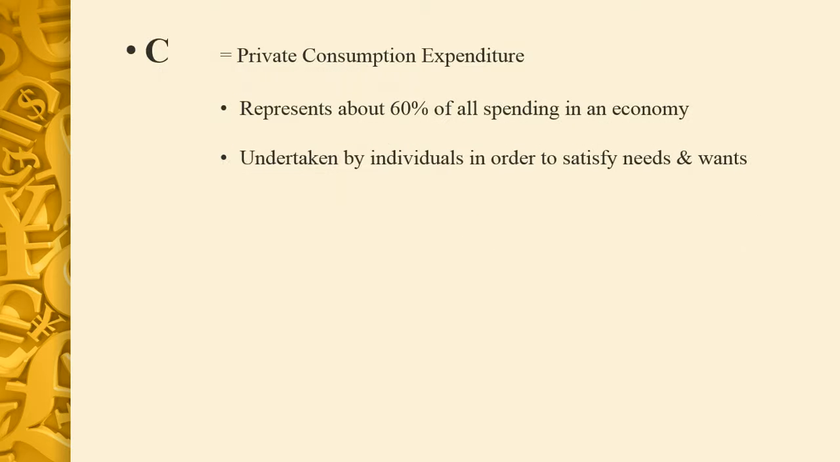Okay, C is private consumption expenditure. It's pretty much undertaken by individuals. It's their normal expenditure. They go out and they buy their groceries, they buy the TVs, they buy whatever it is. It's normal everyday household expenditure. And it represents about 60% of all spending in an economy.